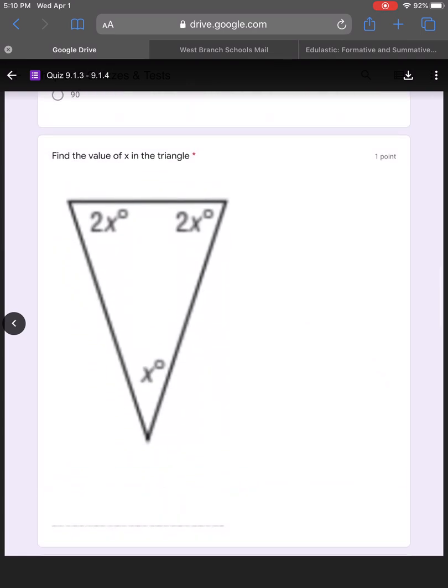All right, it's going to be the same thing for this one. You don't have the option to plug in though. So I think it would be easiest to write an equation. So you could do 2x plus x equals, again, that number that is the total degrees inside of a triangle, and then solve for x.